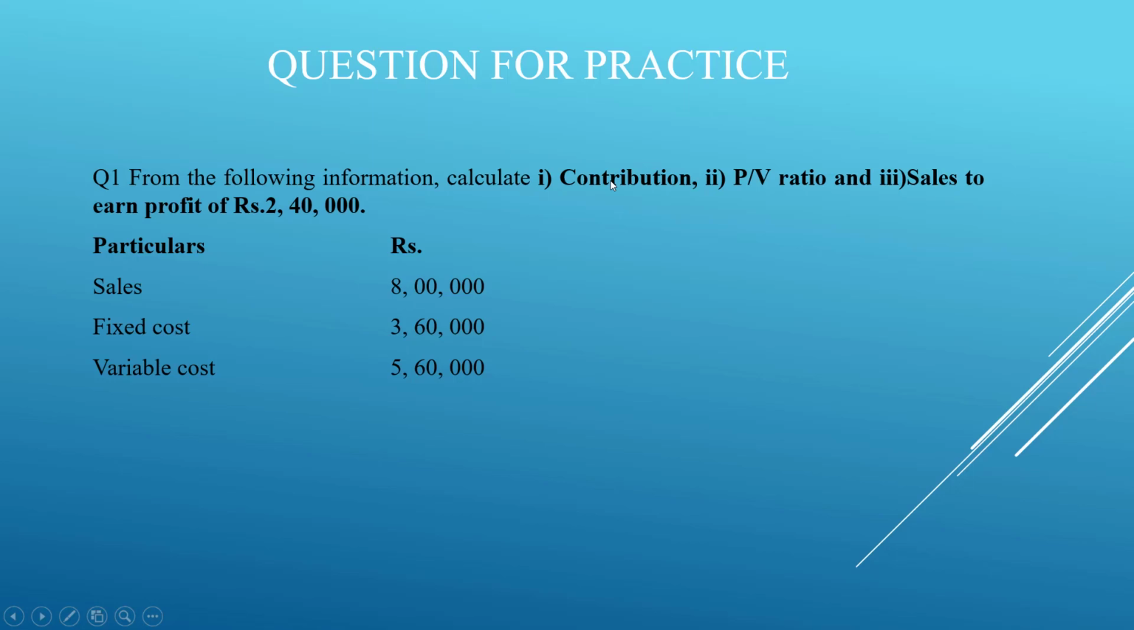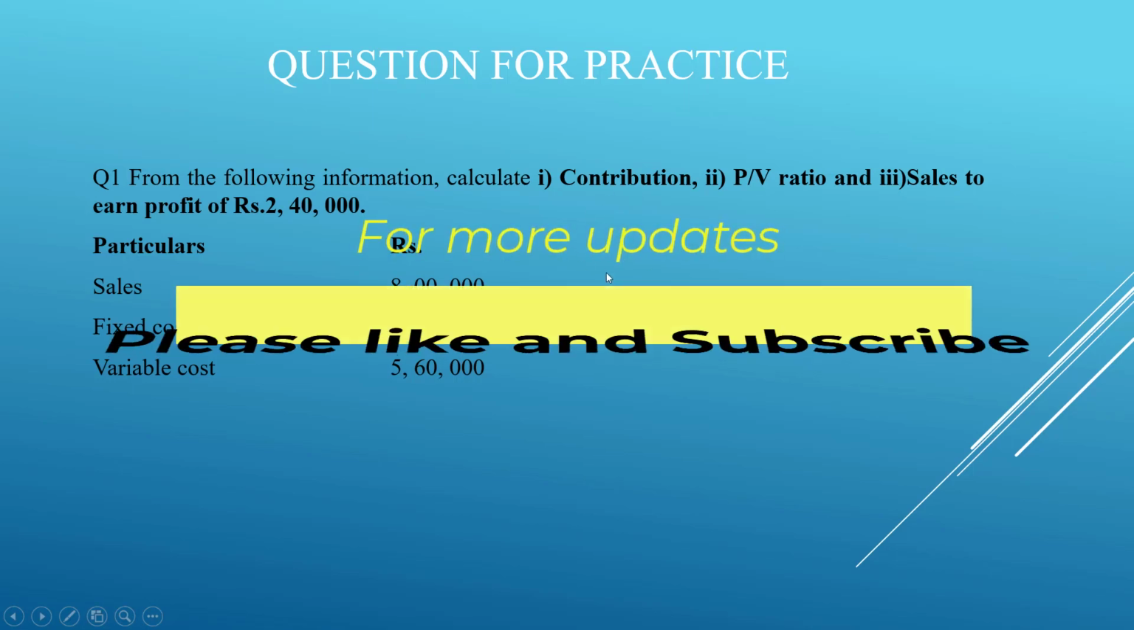Okay, now contribution, you can easily find out as sales minus variable cost, right? Sales minus variable cost gives you contribution, yes or no? So you can calculate and get the answer. PV ratio is contribution divided by sales. After you find contribution, divide it by sales, then you will get PV ratio. Next, sales to earn profit of rupees 2,40,000. What you'll do is fixed expenses plus desired profit divided by PV ratio. Now you have to calculate PV ratio. Once you calculate PV ratio, fixed cost is 3,60,000 plus the profit of 2,40,000 divided by the PV ratio. What kind of value do you get for PV ratio? You can calculate it easily. So this is the question. Hopefully you practice this question.